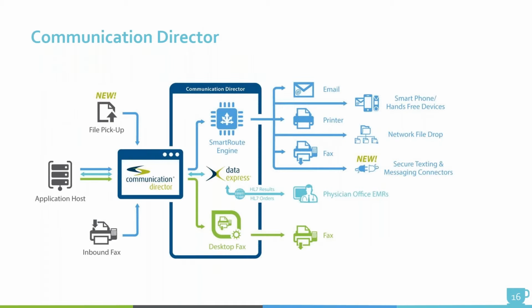So earlier we talked about different ways of receiving data, whether it be inbound faxing, an application host, or file pickup, and how the SmartRoute technology can extract key pieces of information to be used for a variety of things, and then the different ways of distributing the data, one-to-many. So a document can come in from the host system, Communication Director, the SmartRoute can process it, gather key pieces of information, and deliver it to multiple areas: email, printer, fax, and even the Cortex messaging.